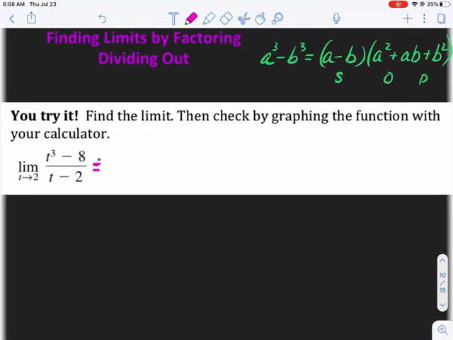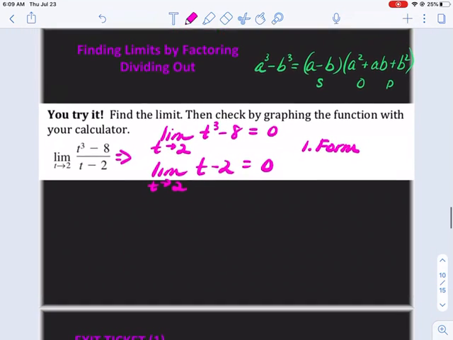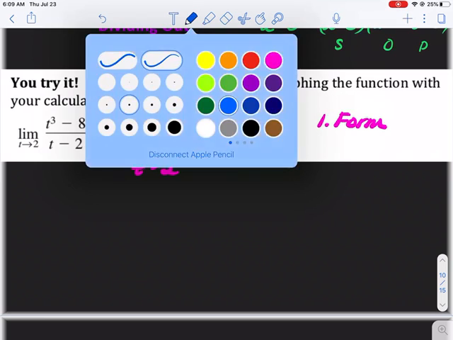So what I'm going to do is say, okay, I'm going to take the limit as t approaches 2 of t cubed minus 8, and the limit as t approaches 2 of t minus 2. And in both cases, I'm just going to say you get 0 for both of them. So you do have an indeterminate form. I often say this after a while, the students get used to it. An indeterminate form. So then that means that we've got to factor.